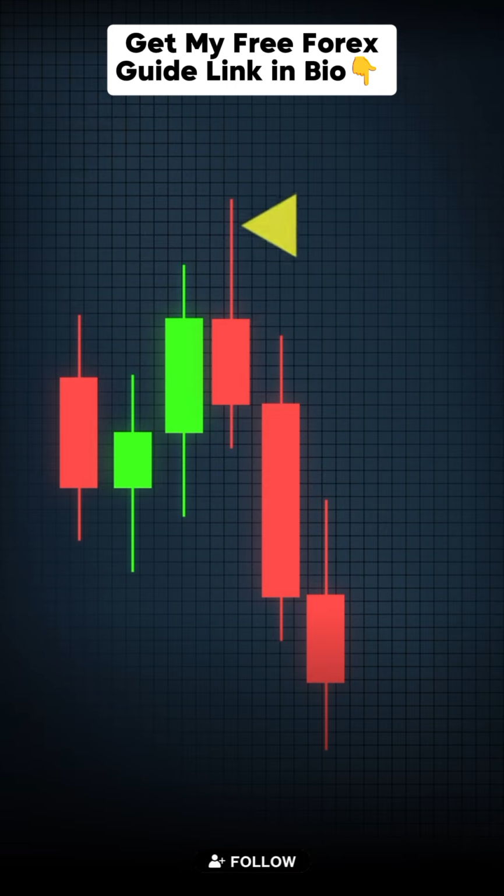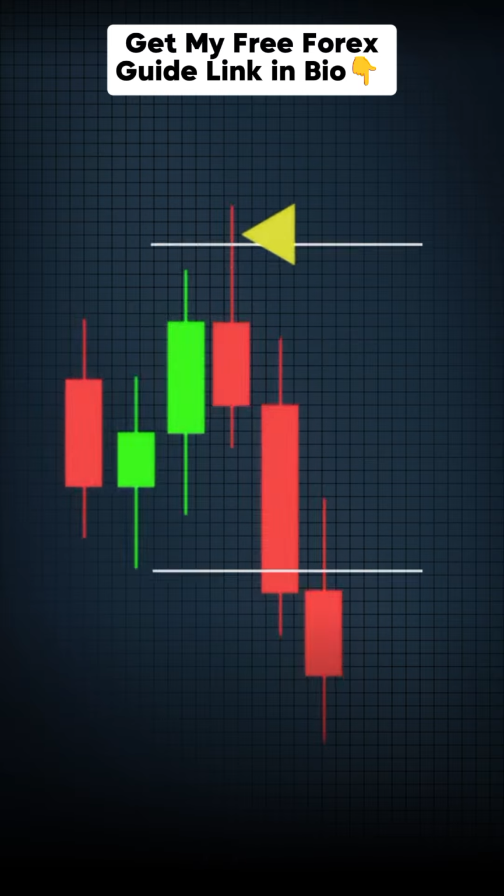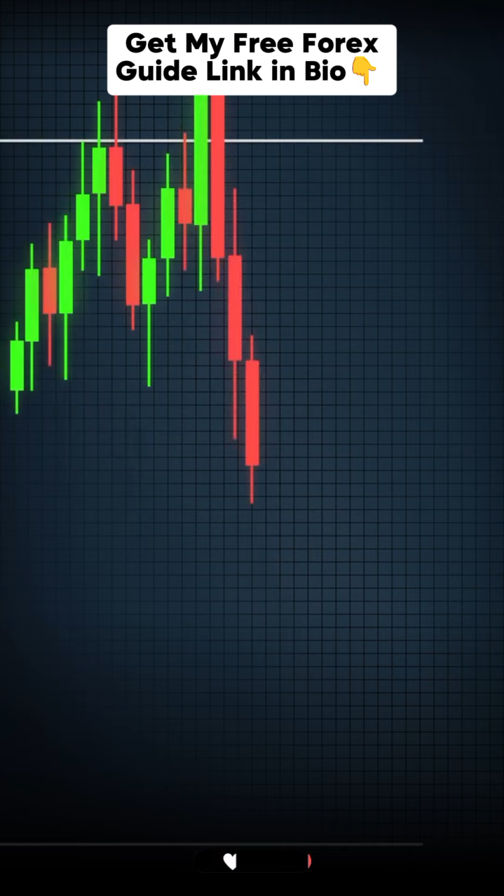Here is the process. Wait for the second candle to break the high or low of the first candle, and then close back inside the first candle's range. Once this happens, you can refine your entry on a lower time frame to maximize trade precision.